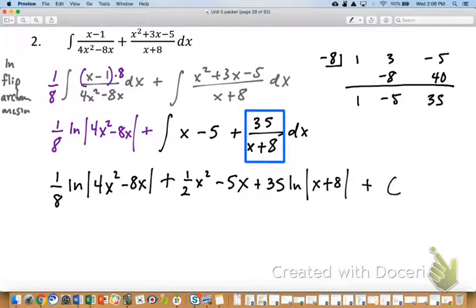And then please, after all that, don't forget the plus C. So that 1/2 comes from this. This is x to the first. Add 1, divide by the new exponent. Yep. Okay, how we doing?